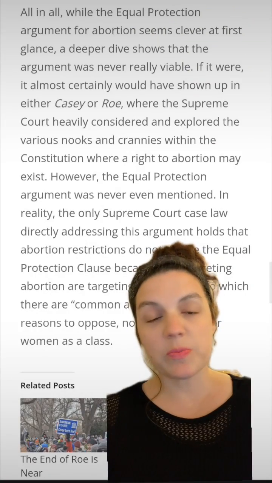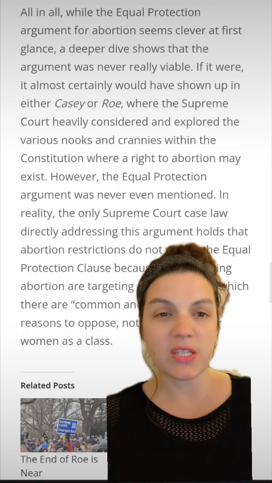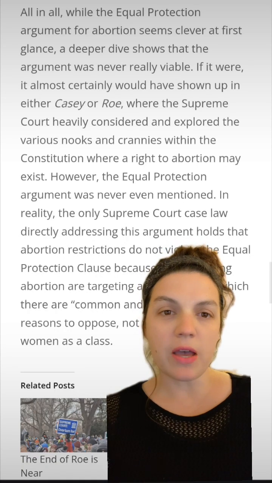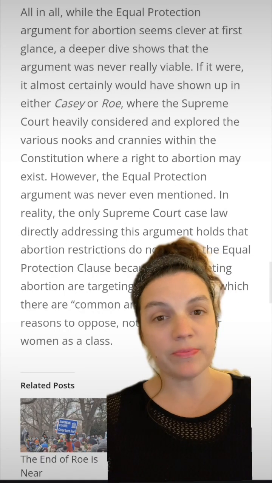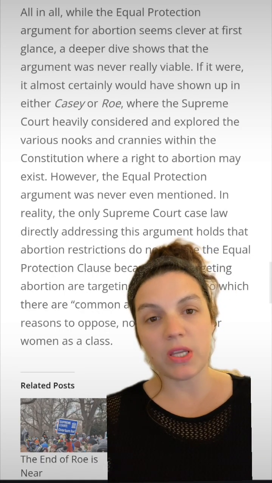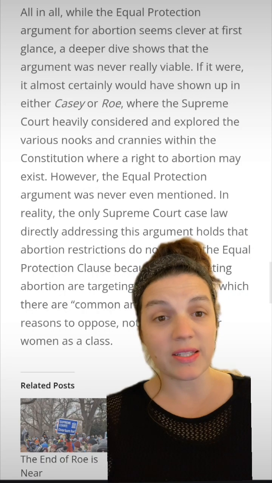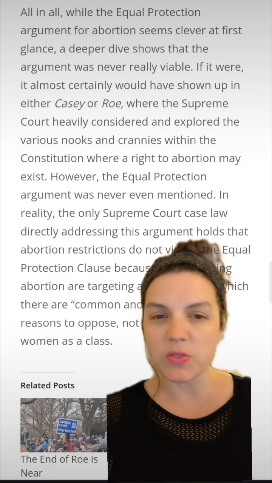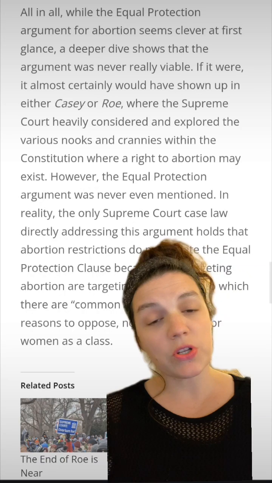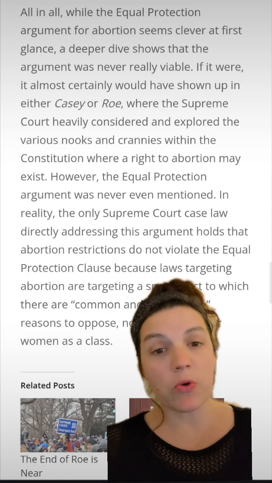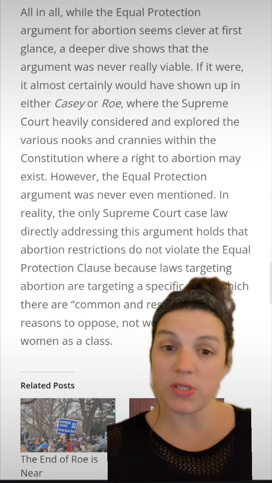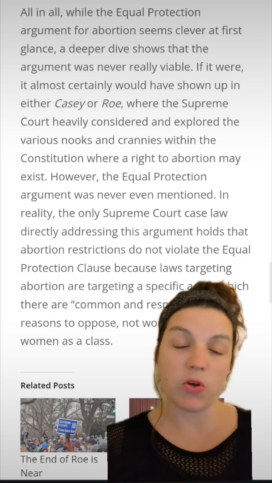In summary, Copeland explains that while the equal protection argument for abortion seems clever at first glance, a deeper dive shows that the argument was never really viable. If it were, it almost certainly would have shown up in either Casey or Roe, where the Supreme Court heavily considered and explored the various nooks and crannies within the Constitution where a right to abortion may exist. In reality, the only Supreme Court case law directly addressing the argument holds that abortion restrictions do not violate the Equal Protection Clause.